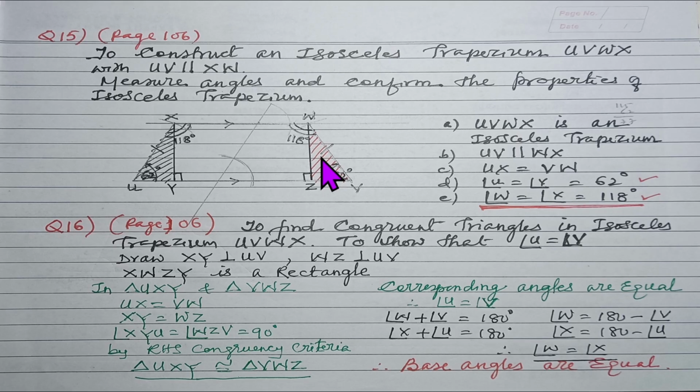If two triangles are congruent, their corresponding angles are equal, therefore angle U is equal to angle V, and that is what is asked from us. If angle U is equal to angle V, naturally angle X will be equal to angle W. That proves the base angles of an isosceles trapezium are equal, and that is the proof of the properties of an isosceles trapezium, and also the proof that angle U is equal to angle V.